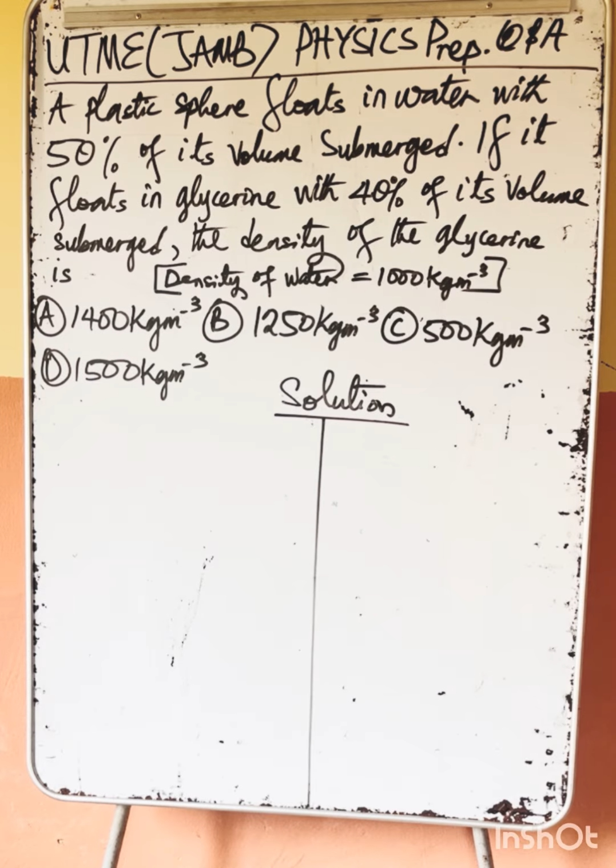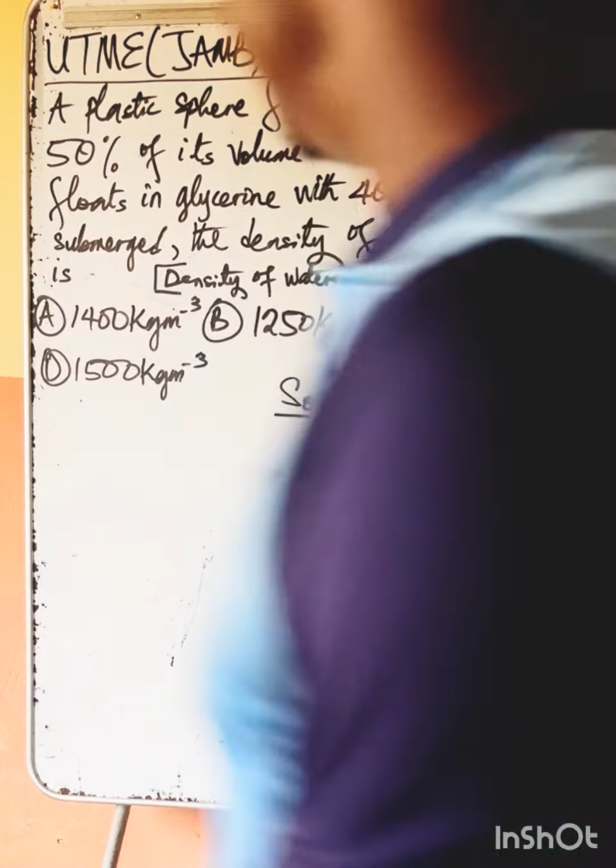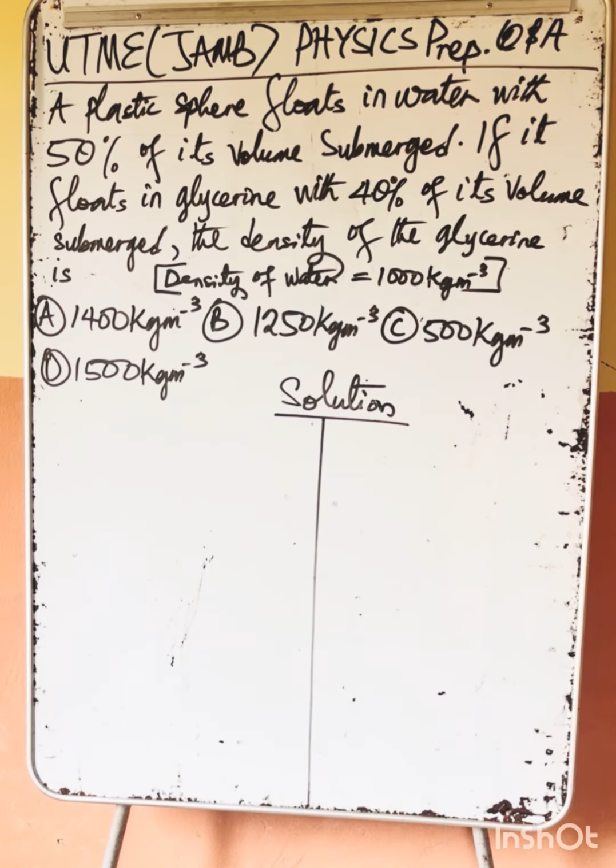All right, in a question like this, there's one background knowledge we must have, and that background knowledge is that the mass of the sphere, both in the glycerin and in the water, is the same. Because when we have this background knowledge, then we'll be able to make headway in this question. All right, let's get the data or the givens provided by the question.